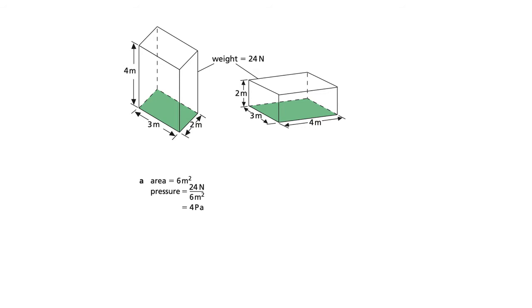On the other side, there's a larger area now on the ground. It's an area of 12 meters squared, because it's 3 by 4 this time, the face that's on the surface. So the pressure now is 24 Newton, the same weight because it's the same box, divided by 12 meters squared. So it's 24 divided by 12, 2 pascals. So the same object can exert different pressures depending on which face is facing down. If the smaller face is facing down on the surface, then it's a greater pressure than if the larger face is facing down on the surface. All right.